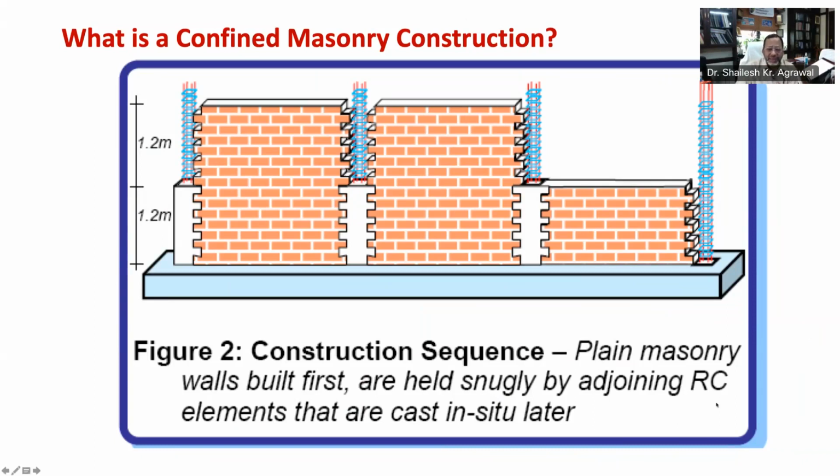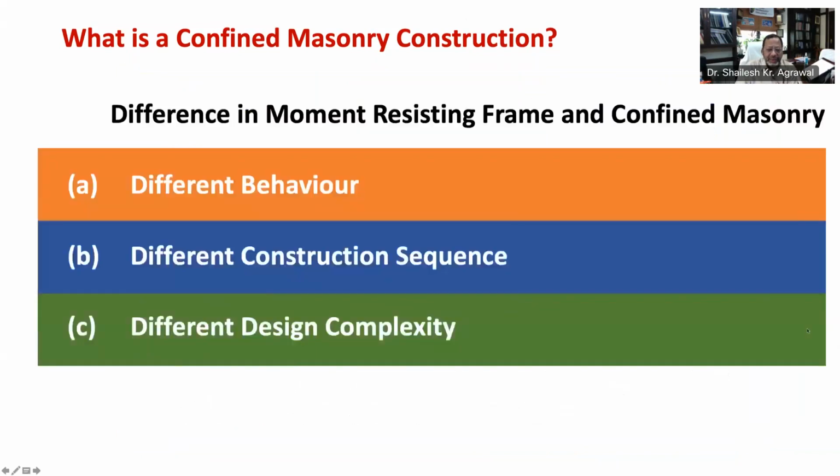Now let's understand how confined masonry is different from moment resisting frames with unreinforced masonry infills. Confined masonry houses are different substantially from RCC moment resisting frames with masonry infills. Even though both technologies use the same constituent structural materials, that is, concrete and masonry, and have similar appearance when the buildings are constructed, they are different. Let me elaborate these differences through these three things. First is different behavior.